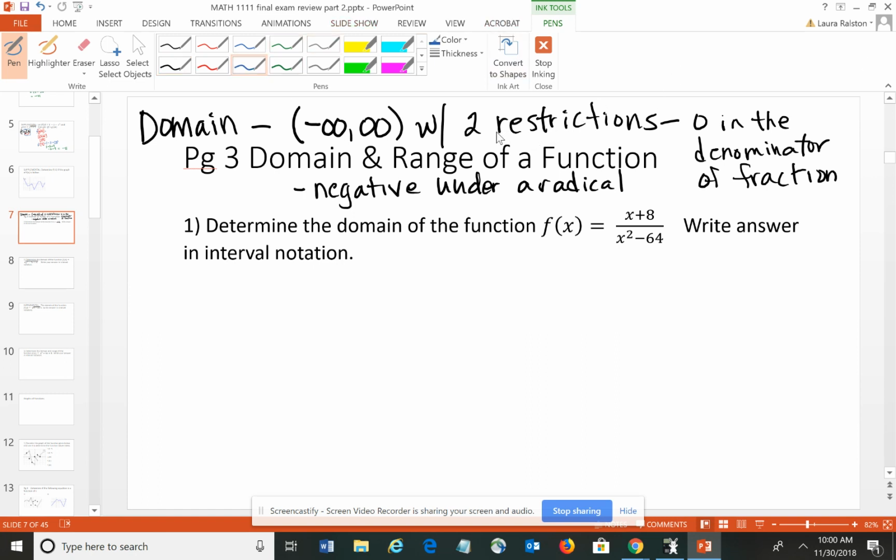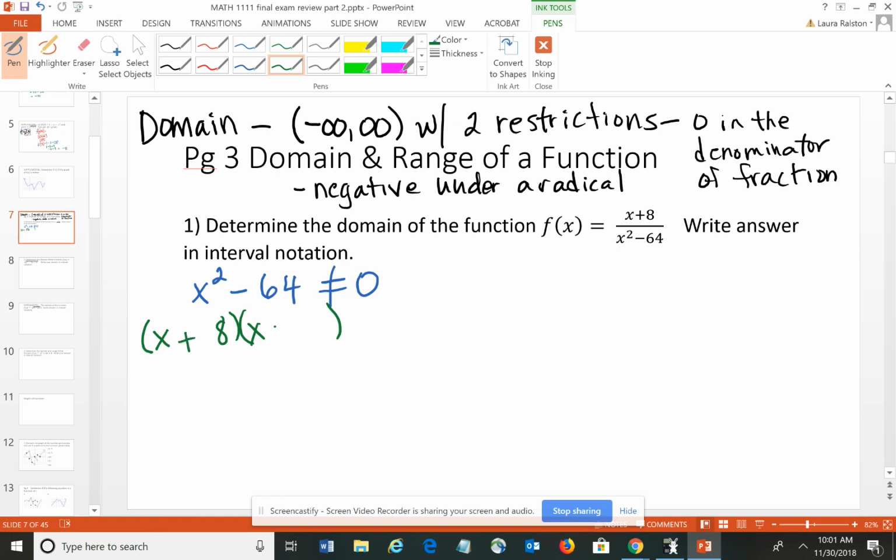So when I look at this first question, it says determine the domain. So I'm looking for the x values, and I notice that the function is a rational function. It looks like a fraction. And so I know that the denominator cannot be 0. So we know that x squared minus 64 cannot be 0. And so then I need to solve that particular equation or inequality for x. Since it's a squared term, I can use factoring or the quadratic formula. I notice this is the difference of two squares, so I'm going to factor it.